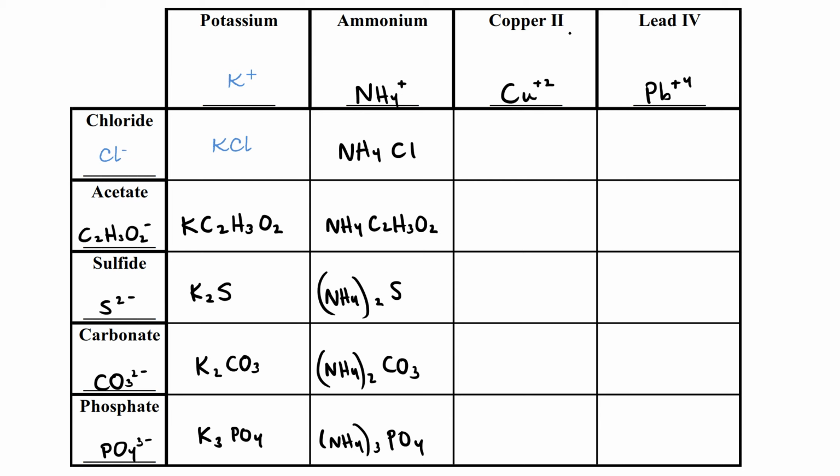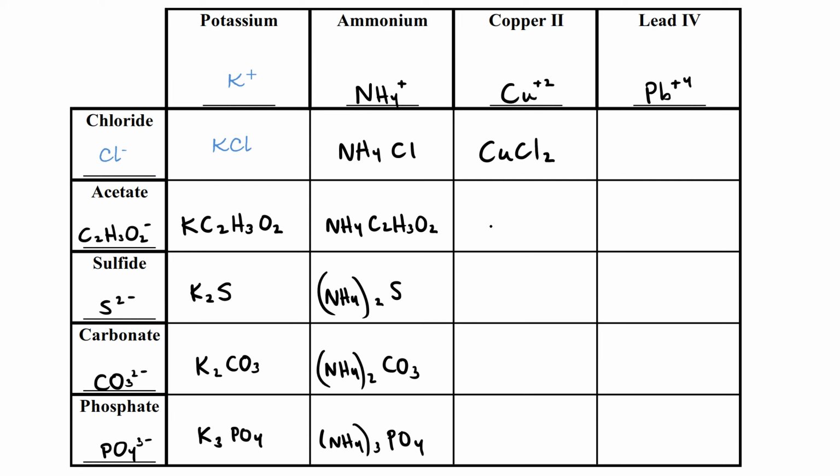Now, copper usually forms a +1 or +2 charge. In this case, we're going to be using the copper that has a +2 charge. You know it has a +2 charge because it has this Roman numeral right here beside it. If this had said copper 1, then we'd know we'd be using the copper with a +1 charge. But here we're using +2. So for copper 2 and chloride to bond with each other, we'll have 1 copper bonding to 2 chlorides.